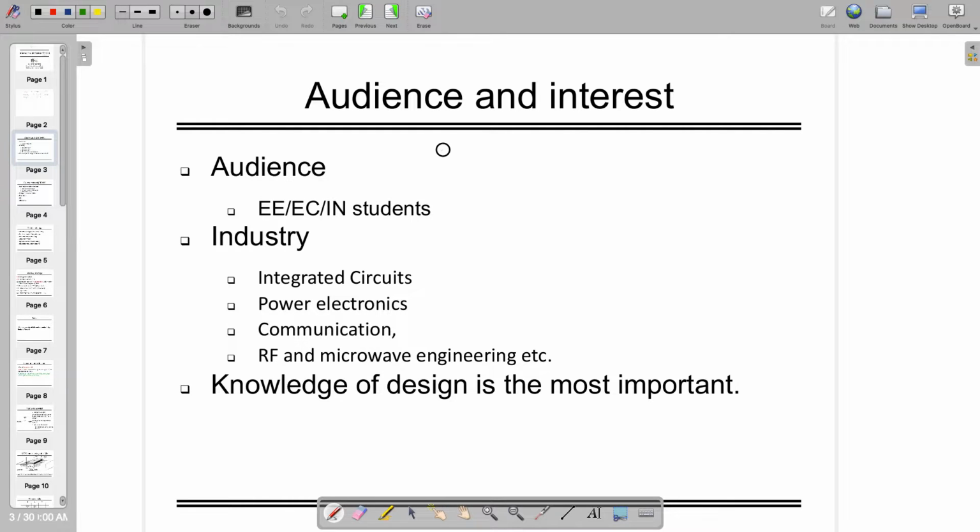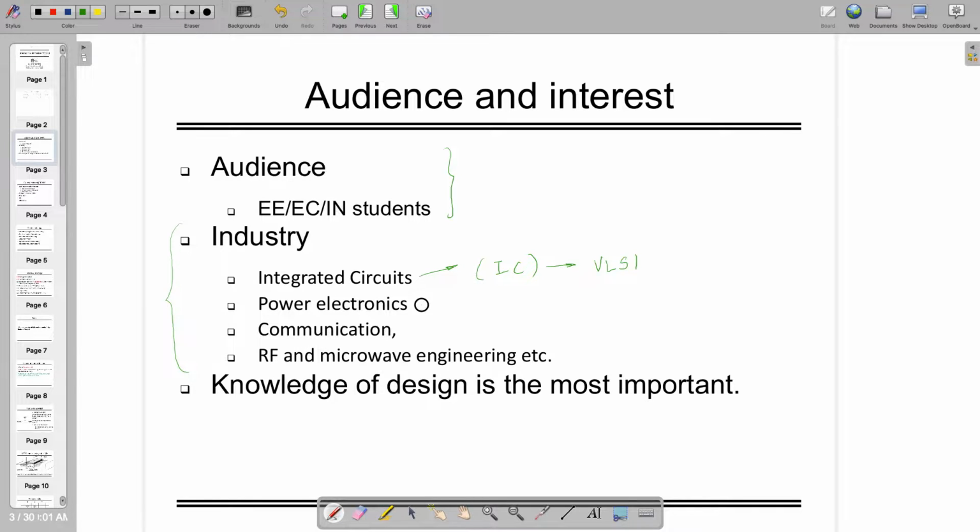Generally this course is compulsory for mostly every engineering college: electrical, electronics and communication, or instrumentation. They study this course. And there are lots of applications in industry where people use the knowledge of analog circuits. One is called integrated circuits, commonly known as IC. Some people also call it VLSI. You heard about VLSI? It's very large scale integration. So this is one of the foundation courses for VLSI.